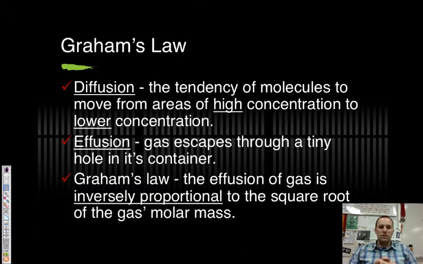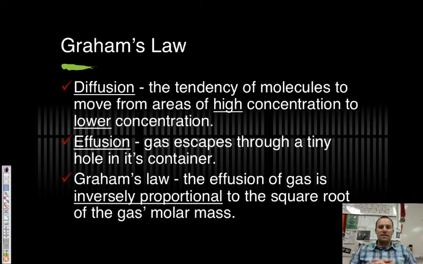It's called Graham's law. You need to know about two terms, diffusion and effusion. Diffusion is the tendency of molecules to move from areas of high concentration to low concentration. So basically what that means is if I spray perfume in the corner of the room, it's going to spread throughout the room. Most people are going to smell it. It's not going to stay over there.